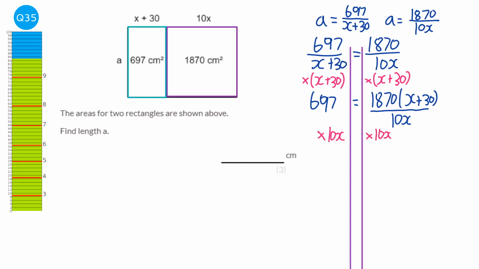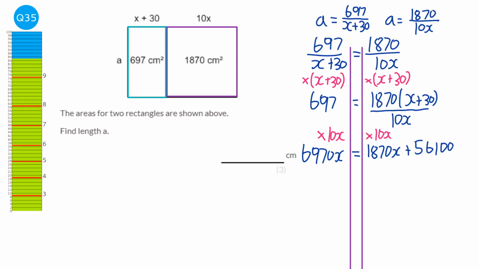So we've got 697 times 10, which would be 6,970x, because it's 10x. And it won't actually do anything to the right hand side, but I am going to expand the top, the numerator. It just gets rid of the denominator. So let's expand while I'm here. So that would be 1,870x plus, was it 56,100? I believe that's right.